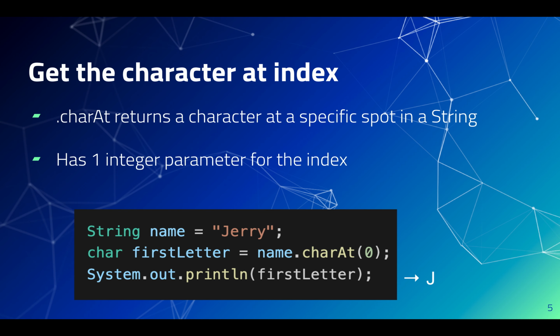The charAt method gets you the character at a specific spot in a string. It requires one integer parameter, which is the index of the character you want. In this example, we want to get the first letter of name, so we set the variable first letter to name.charAt(0), which will return J. Now when you print this, you'll get J.